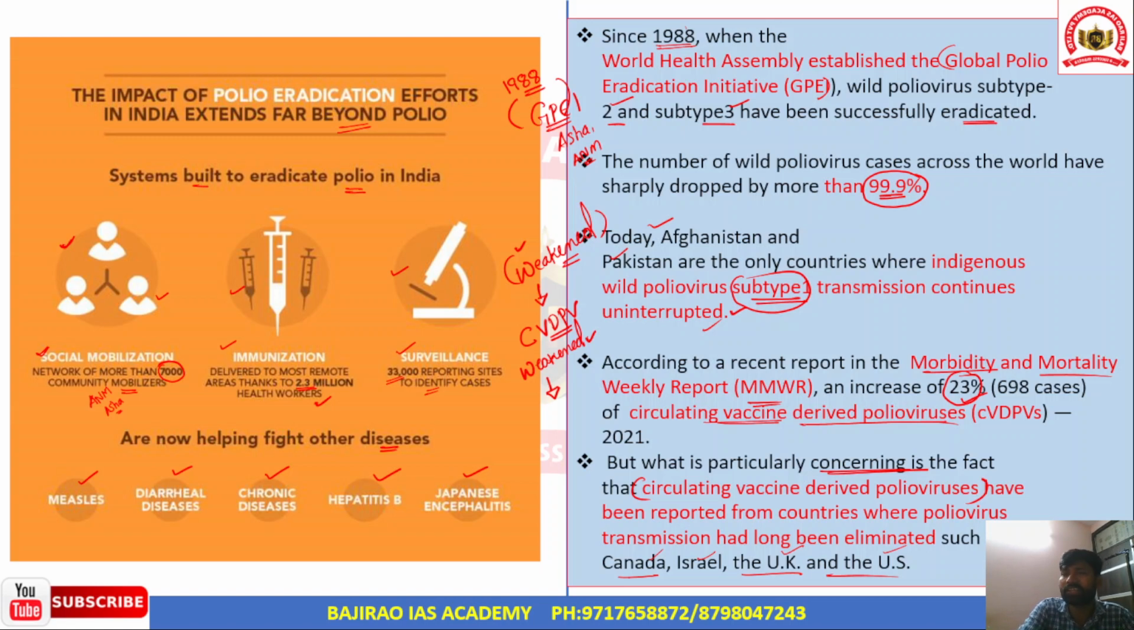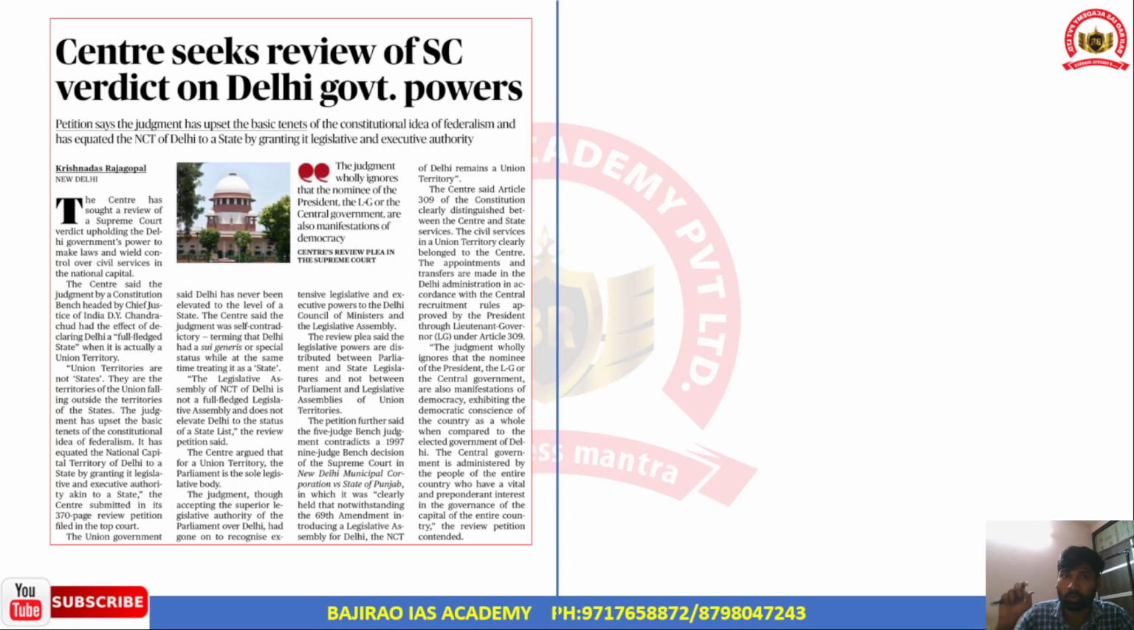India in March 2014 was declared polio free by the World Health Organization. However, please also remember that Afghanistan and Pakistan are the only countries in the world where indigenous subtype 1 of the polio virus transmission has been taking place uninterrupted, right? So this is all about the polio virus.